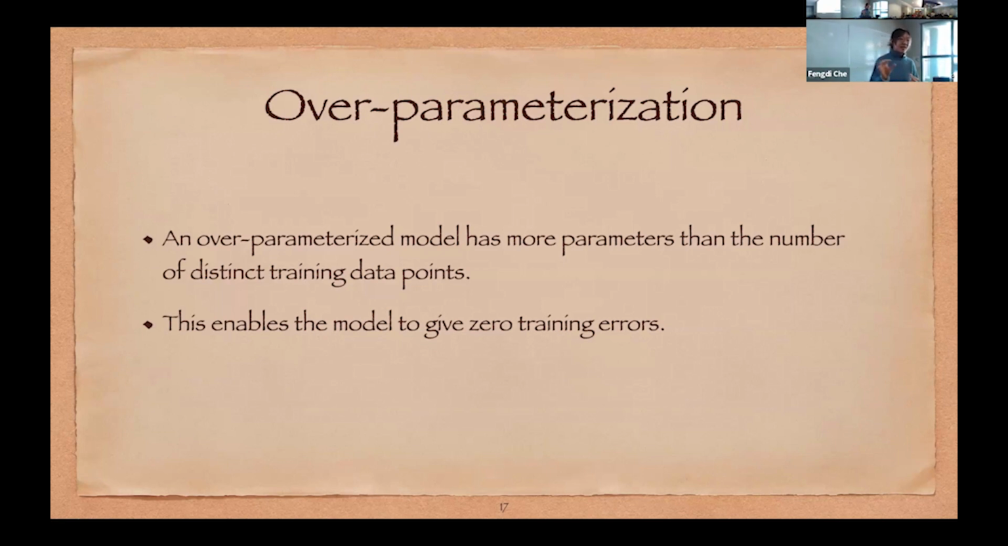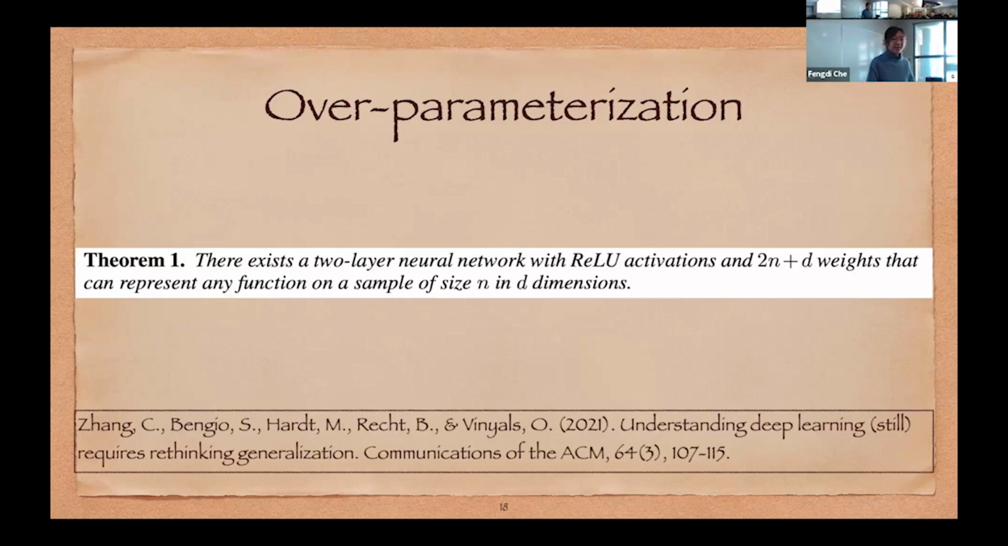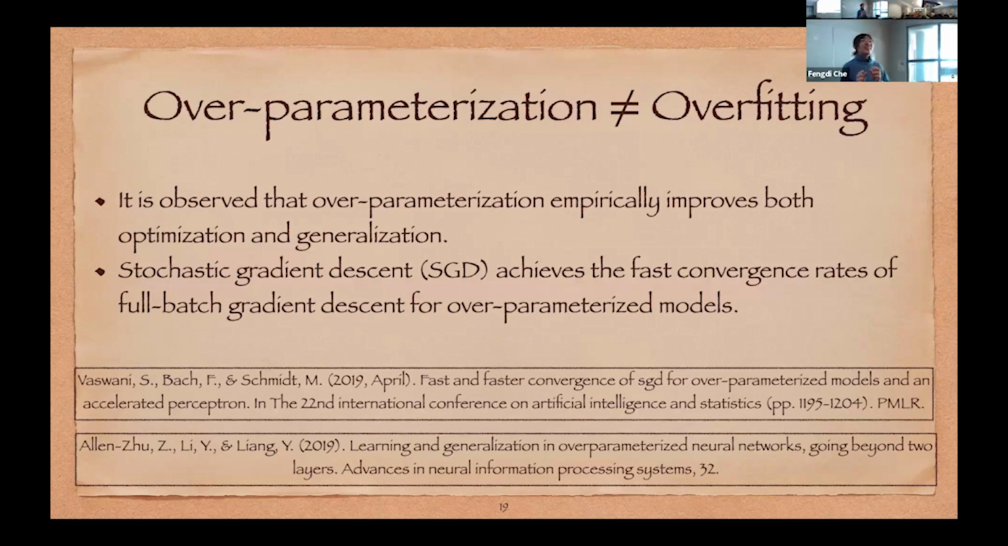And let me talk about this over-parameterized model more first. Basically, when we have more parameters, we enable the model to give zero training errors. Every training data point is well expressed. And for a two-layer neural network, if we have n samples, each of dimension d, as long as we have more than 2n plus d parameters, the model is over-parameterized. And this over-parameterization is not overfitting. It feels almost like that.